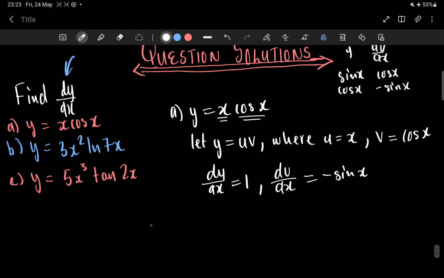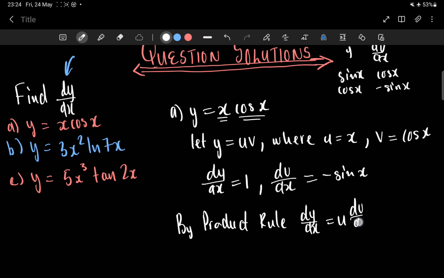Now, by the product rule, because they are multiplying, we can say dy/dx is equal to u dv/dx, the first times the derivative of the second, plus v du/dx, the second times the derivative of the first.